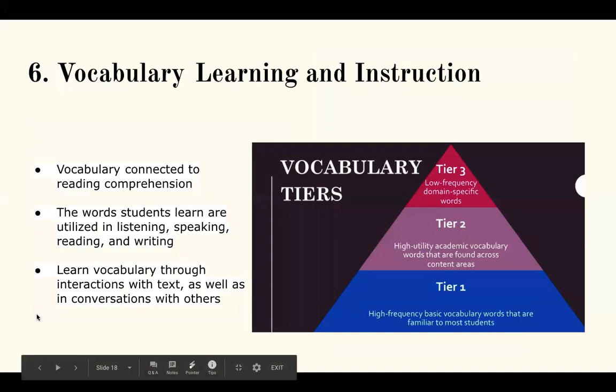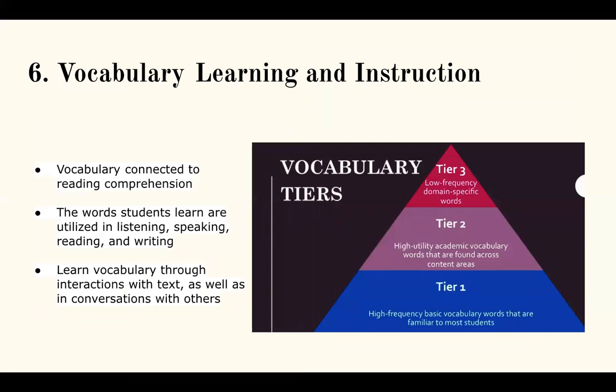A sixth essential component is vocabulary learning and instruction. So of course, as students are more and more familiar with the vocabulary and meaning associated with that vocabulary in the text that they're reading, that's going to improve their fluency. That's going to also improve their comprehension or understanding of the text. So we want to make sure we're including explicit instruction on key vocabulary.